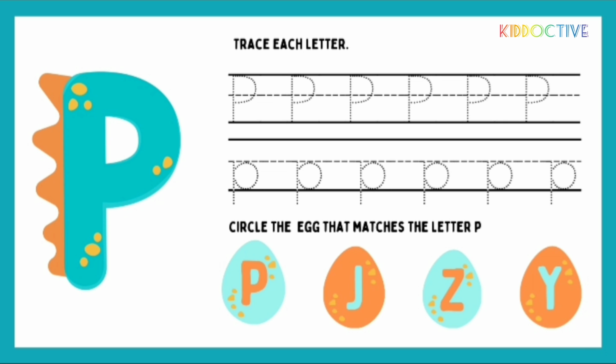We are going to trace the letter P. The capital letter P, standing, one curve, standing, one curve. We are going to trace the small letter P. Okay? Circle the egg that matches the letter P. The first one. Okay?